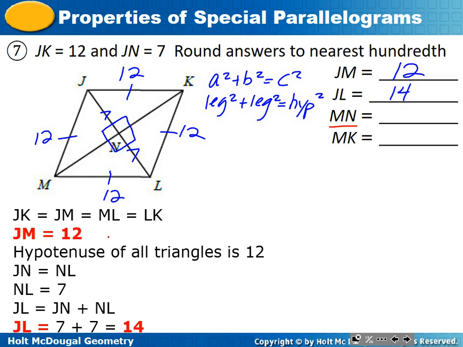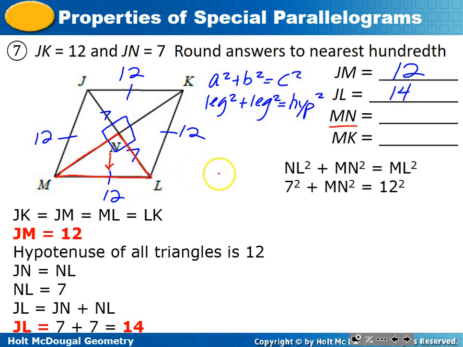It's asking us about MN over here. So let's find MN. We got MN right here. And notice that we now have a right triangle. Recall that the side opposite the right angle is the hypotenuse. So what we're going to do is leg squared plus a leg squared, and we're going to set it equal to the hypotenuse squared. So we're going to do NL, that's this 7 right here, plus MN, which we don't know, squared, and we're going to set that equal to ML squared, which is our hypotenuse.